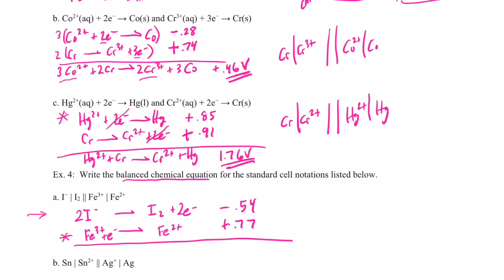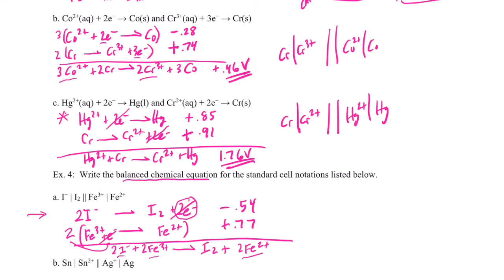So let's add these together. Looks like we have to double this one on the bottom, so that the electrons lost equal the electrons gained. So now I have 2 lost and 2 gained. Okay, so now the electrons cancel out. And when I do that, I end up with 2I negatives plus 2 Fe3 positive, produce I2 and 2 Fe2 positives. So I have 4 positives on the right-hand side, 6, and yeah, the charge balances.